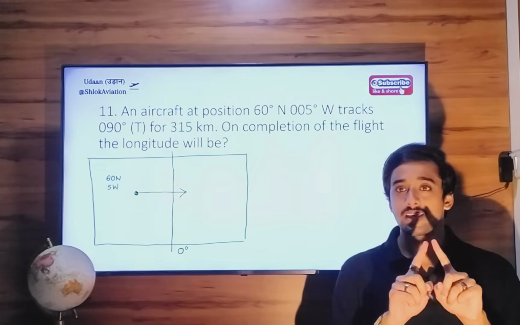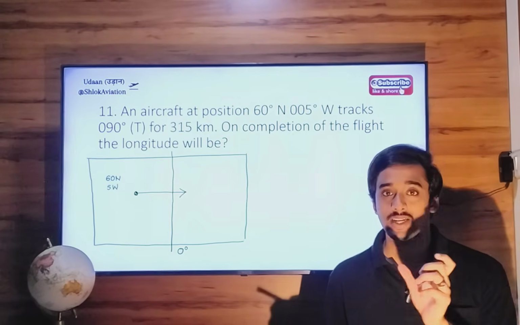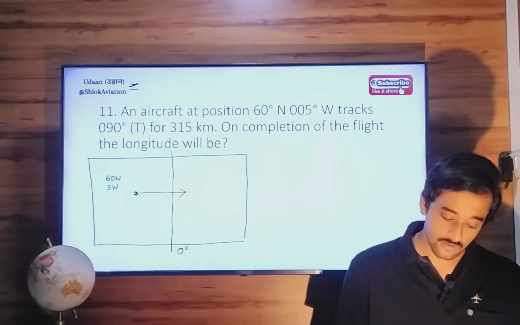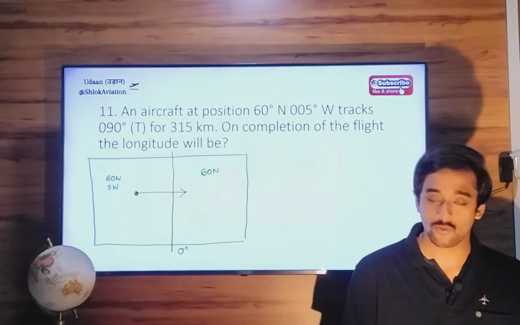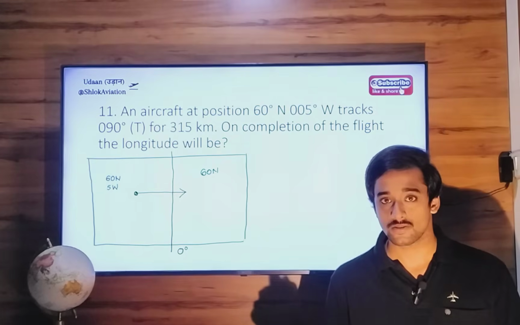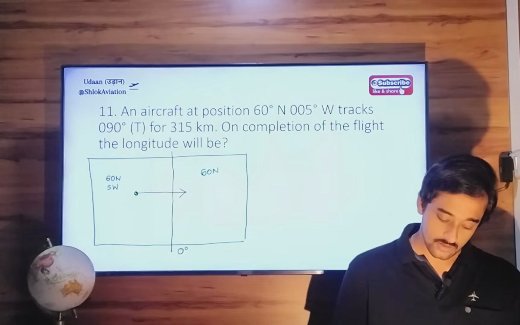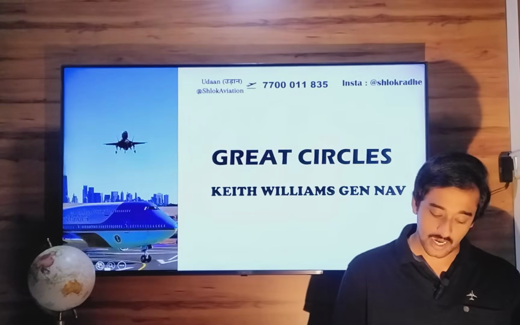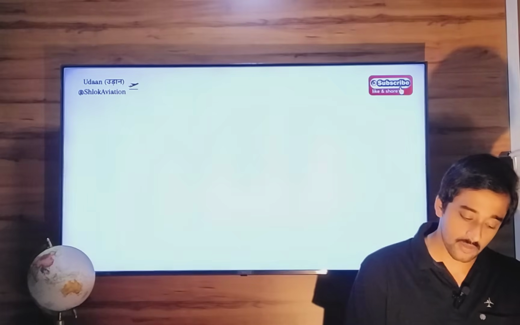Now since you are traveling in an easterly direction, the latitude of the destination will be the same. That will be 60 degree north. What will change is the longitude. Since you are traveling easterly, you are flying a rhumb line track. So let's employ the rhumb line distance formula.